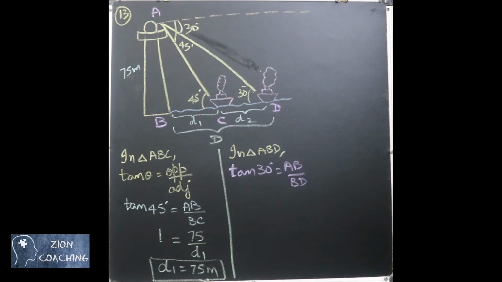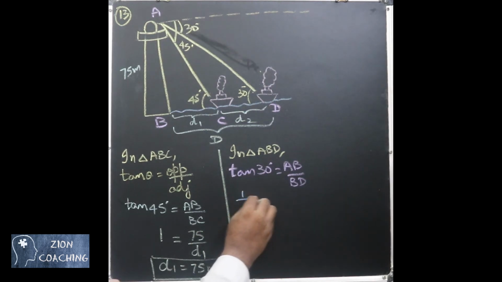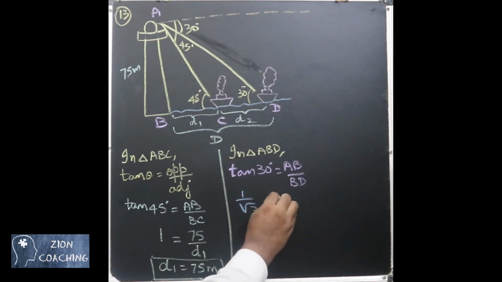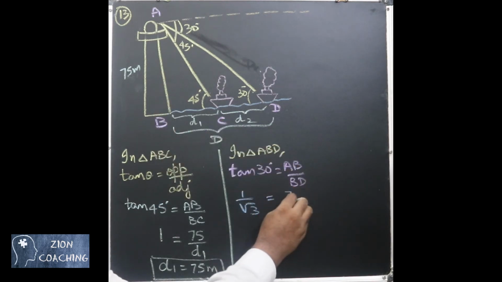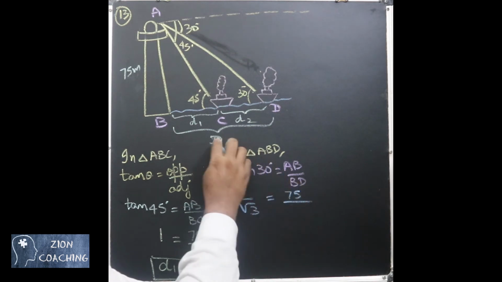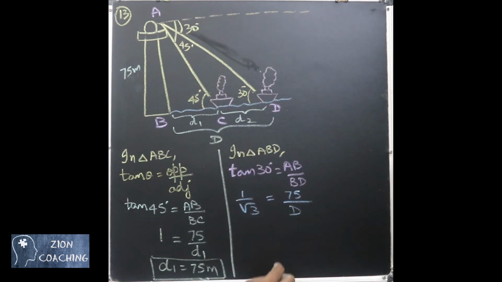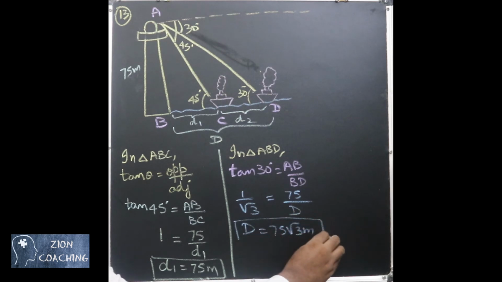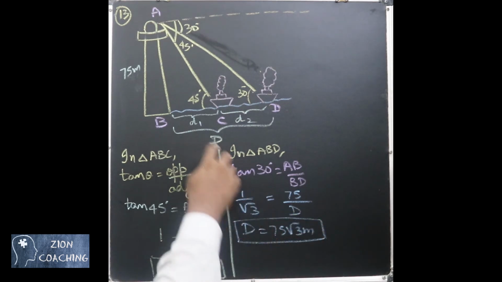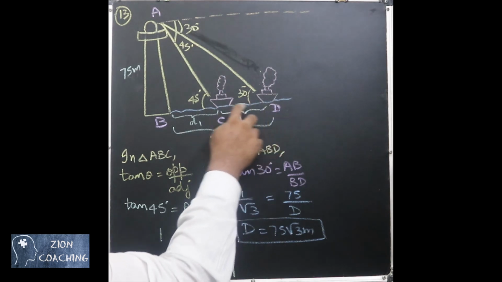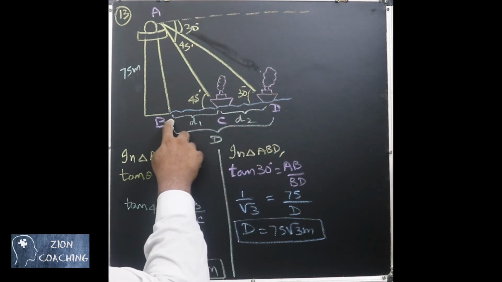Substituting the values, we have 1 by root 3. Tan 30 degree is 1 by root 3 equal to AB value, that is 75, by BD, which is capital D. Now taking this D to that side, you will have capital D equal to 75 root 3 meter. Now we have found the distance of the second ship from the base of the lighthouse.